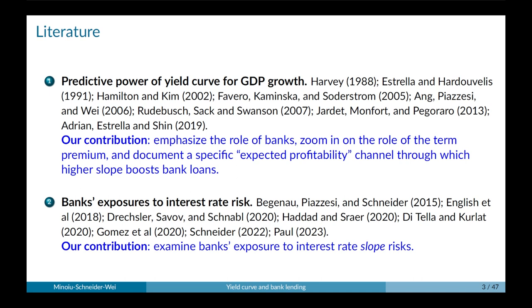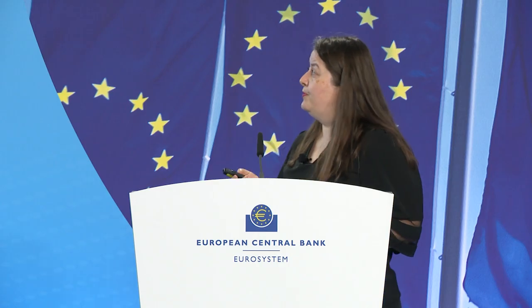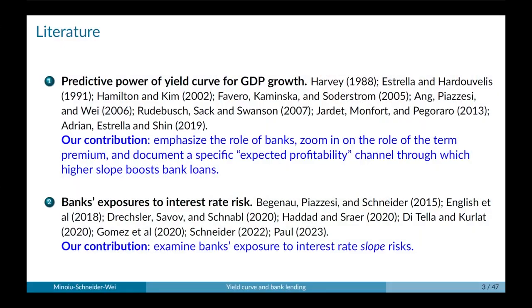Our paper is naturally related to at least two literatures. One is the predictive power of the yield curve for GDP growth. Unlike this literature, we emphasize the role of banks. We zoom in on the role of the term premium and document a specific expected profitability channel. Secondly, we relate to the bank literature on banks' exposures to interest rate risk that typically focuses on short-term interest rates. Here we look at banks' exposures to interest rate slope risks.